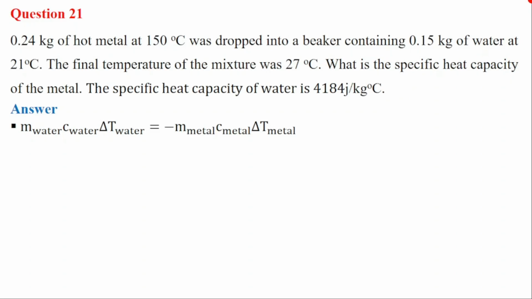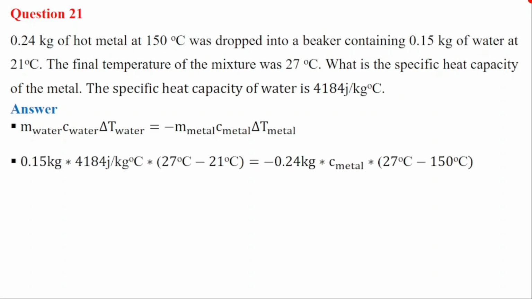We have the mass of the water, which is 0.15 kilogram. We have the specific heat capacity of the water, which is 4,184 joule per kilogram degrees Celsius. We also have the change in the temperature of the water, which is 27 degrees Celsius minus 21 degrees Celsius. The final temperature of the water and the metal is 27 degrees Celsius, and the initial temperature of the water is 21 degrees Celsius. This will be equal to the mass of the metal.